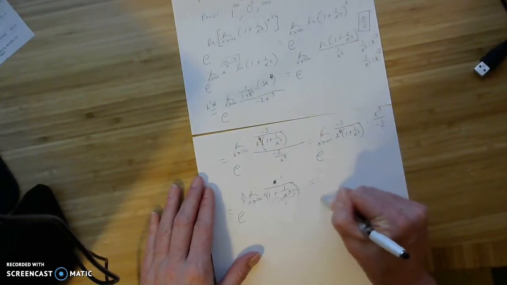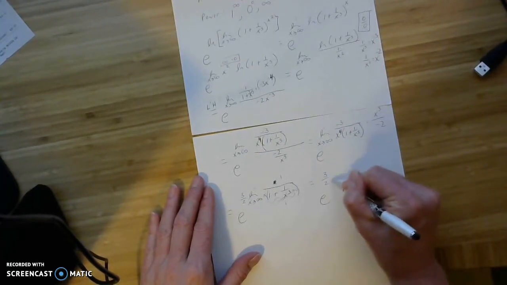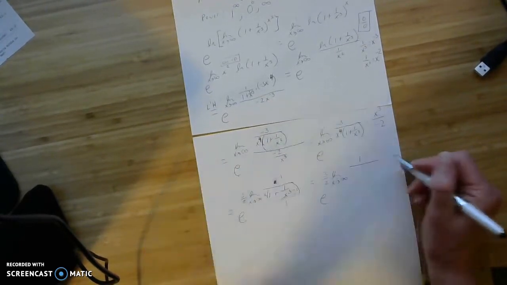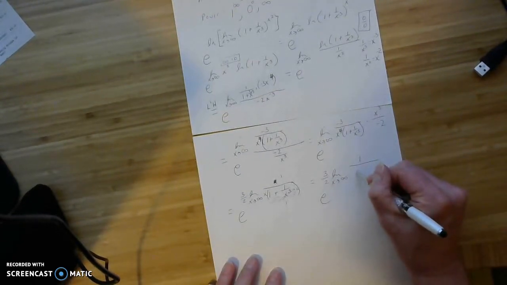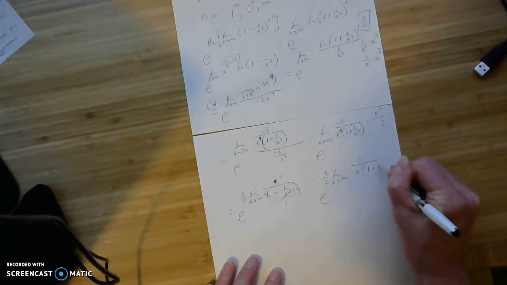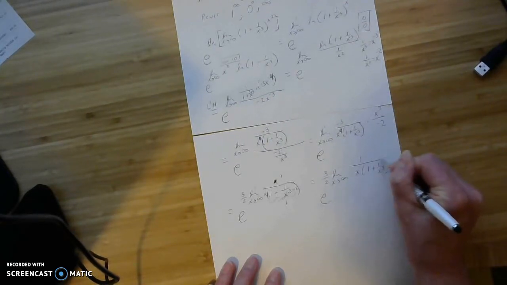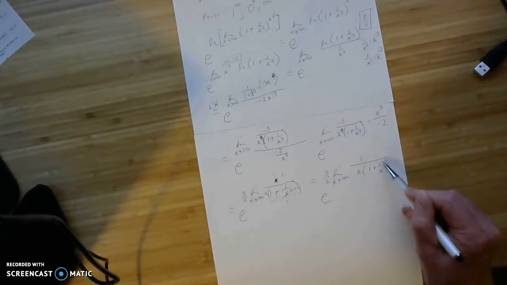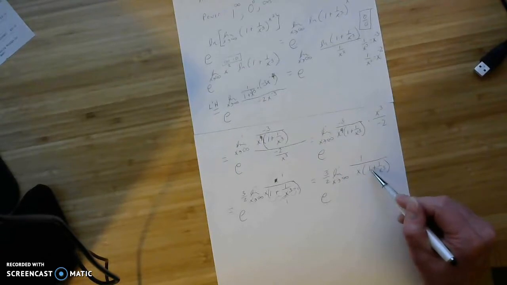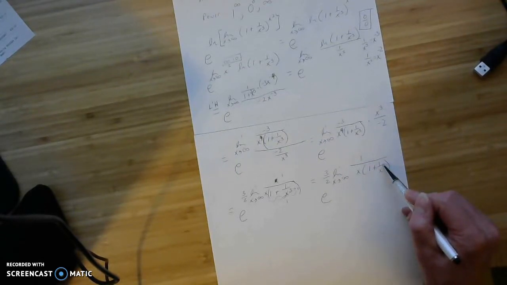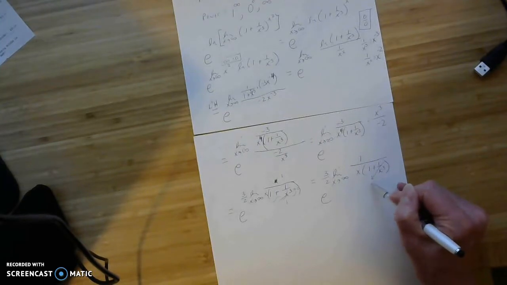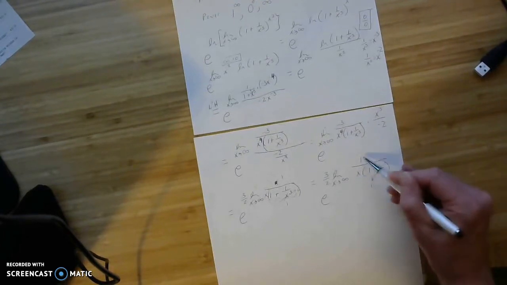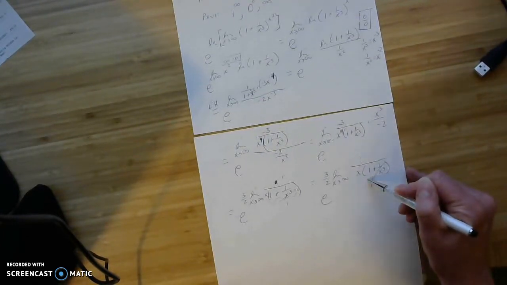Let me rewrite it correctly. E to the 3 halves, limit, x going to infinity, 1 divided by, this should be x times 1 plus 1 over x cubed. Okay, well, this goes to infinity. 1 over infinity goes to 0. So 1 plus 0 goes to 1. So this whole part here goes to 1, but this is x. And x goes to infinity. So I get 1 divided by infinity, which is 0.